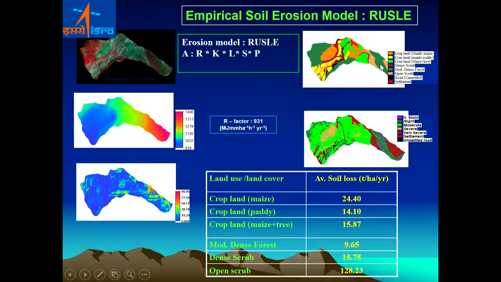We generated the various layers as I described, and we calculated the average soil loss. For maize crops, we find the average soil loss is 24 tons per hectare, but paddy crop area is getting 14 tons per hectare. Where maize and tree agroforestry was there, we are getting 15.87 tons average soil loss. In the forest we are getting 9.65 tons per hectare per year. So we are able to quantify the average soil erosion rates in various land use and land cover.